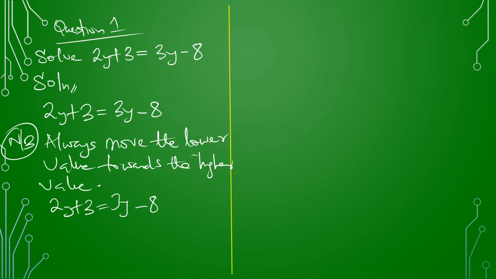So we say this implies that we are taking this minus 8 towards this side. It will turn positive, equal to... 3y is bigger than 2y. So we take 2y across the equality sign. It becomes minus 2y.